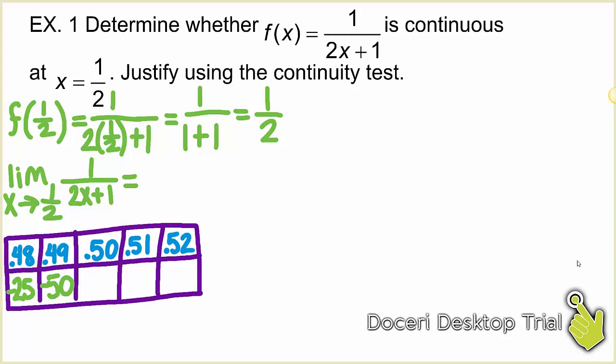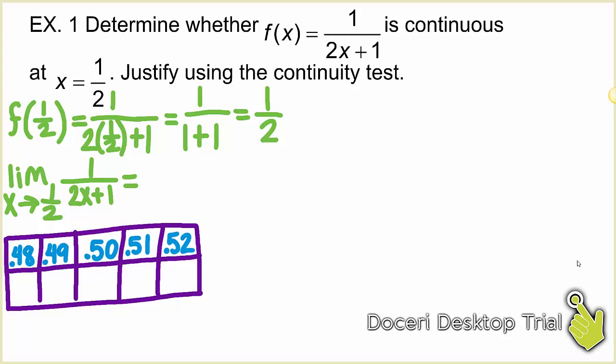We already know that at 0.5, oh, I have the wrong value. Whoops, pause. Let me change my calculator. Okay, that's much better. Very different answers here. I had 2x minus 1 in my calculator.